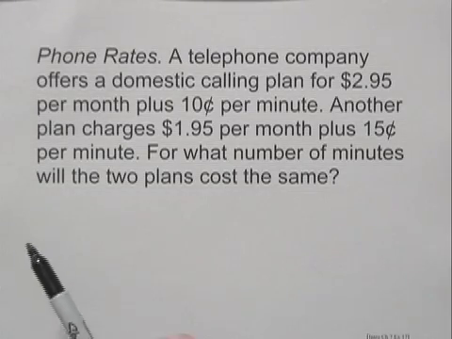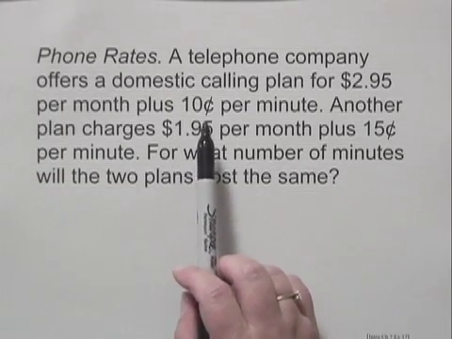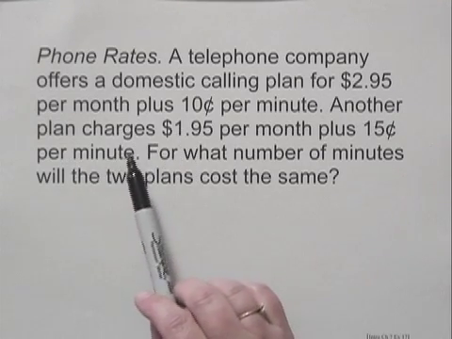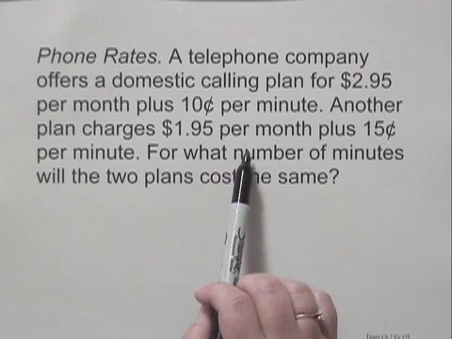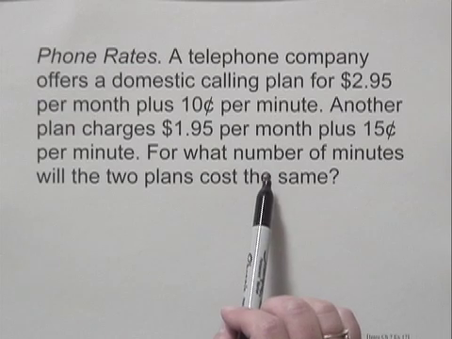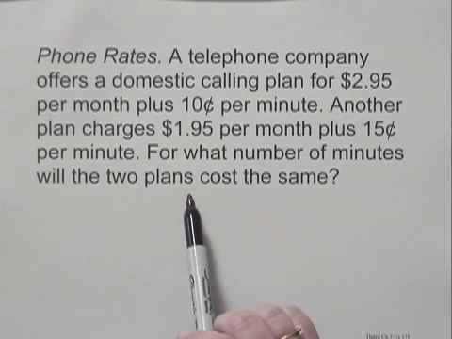A telephone company offers a domestic calling plan for $2.95 per month plus 10 cents per minute. Another plan charges $1.95 per month plus 15 cents per minute. For what number of minutes will the two plans cost the same?